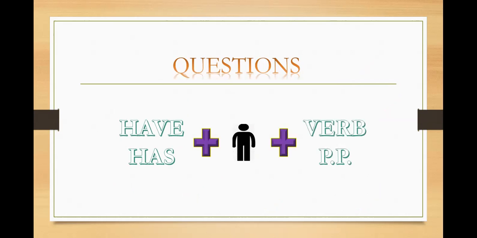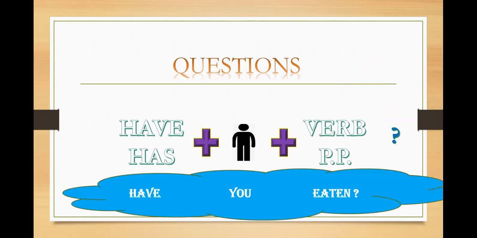All right, to formulate questions, we have or has plus the subject plus a verb in past participle. Okay, to formulate that question, such as in the example, have you eaten? Have or has, as I said in the previous slide, is our auxiliary. Have or has in present perfect is the auxiliary. We can't use do or does, never.